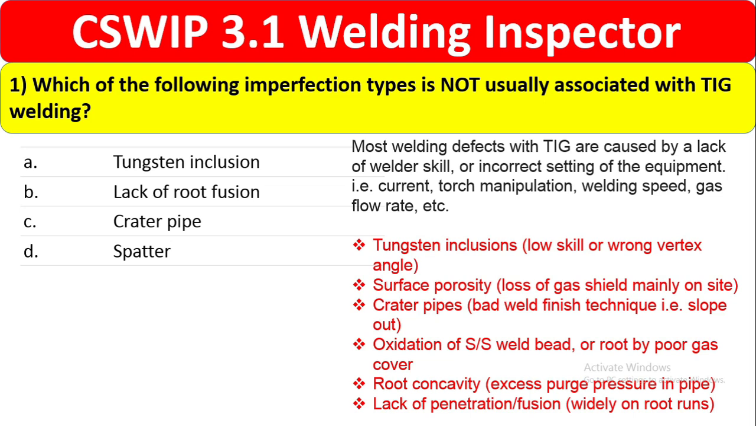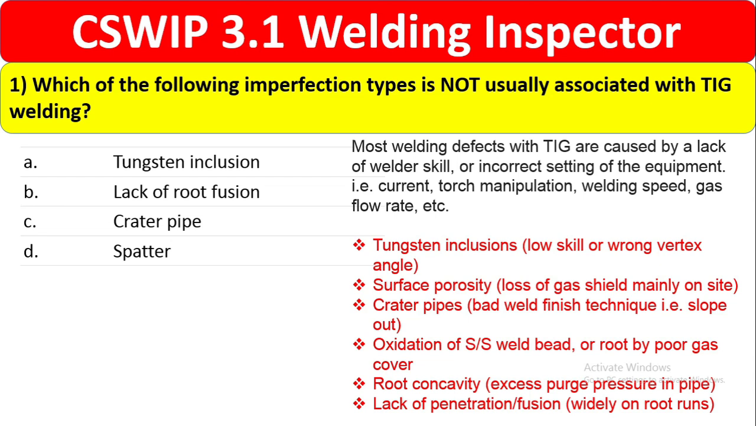So you have to know: is tungsten inclusion associated with TIG welding or not? We need the one which is not associated with TIG welding. Definitely tungsten inclusion is associated with TIG welding. Lack of root fusion is also associated with TIG welding, and crater pipe is also associated, but spatter is not associated with TIG welding. You cannot see spatter in tungsten inert gas welding.